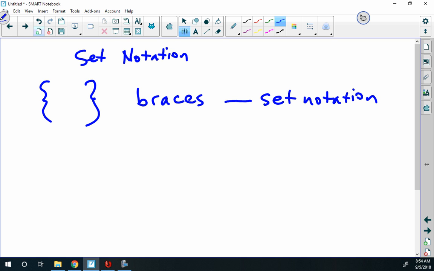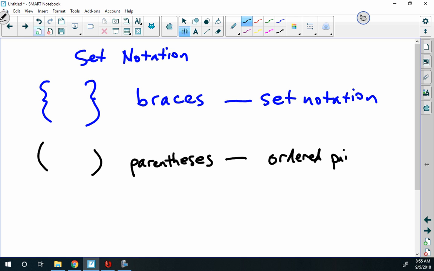So if you're ever asked to write out a set, you're going to need to include whatever's inside that set in those symbols. And I'll be real clear with an example. There's another kind of grouping symbol like this, and these, of course, are parentheses. And, of course, these are used with ordered pairs usually. Ordered pairs get closed up inside of those.